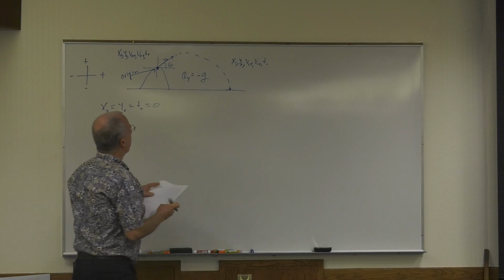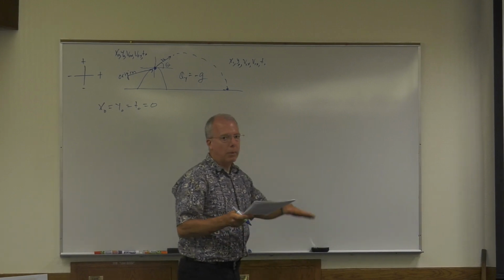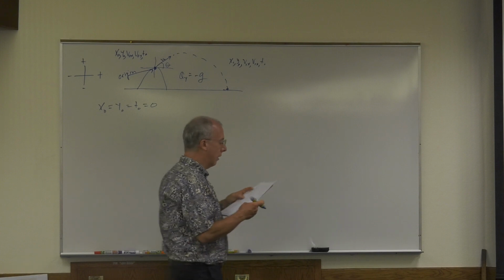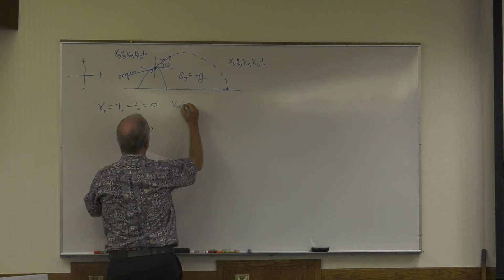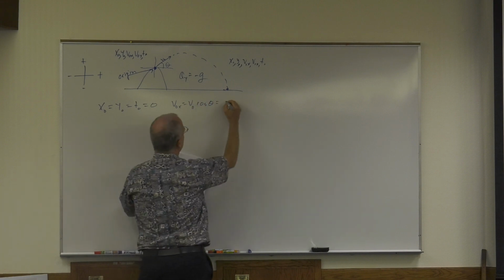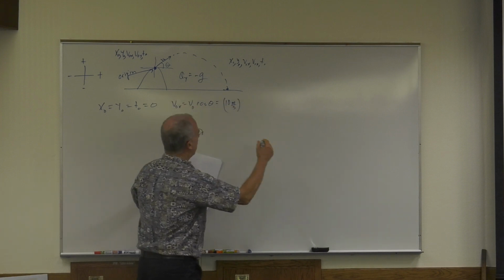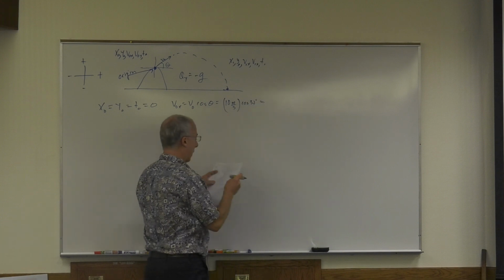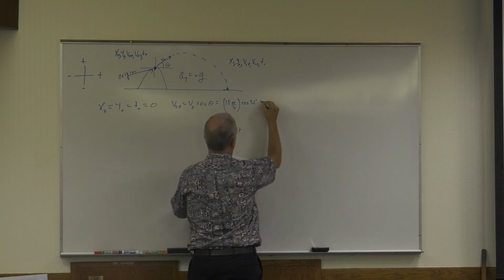Now, they give us that the velocity is 10 meters per second, but we have to get an x component and a y component of the velocity. So you just got to do it. So v0x equals v0 cos theta, which is 10 meters per second times cosine 32. And that comes out to be 8.5 meters per second.